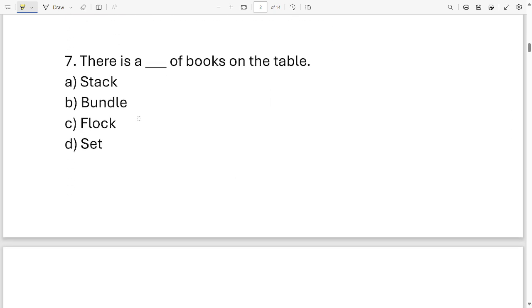Next sentence. There is a dash of books on the table. Now, which word should come in this blank? Stack, bundle, flock, set. Which one is the correct option? Is it A, B, C, or D? It is option A. There is a stack of books on the table.